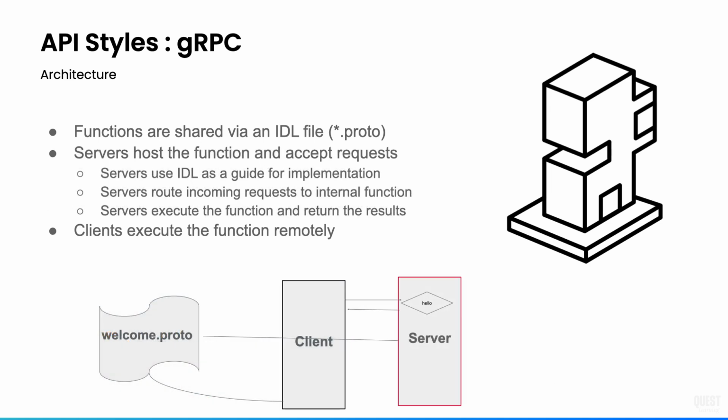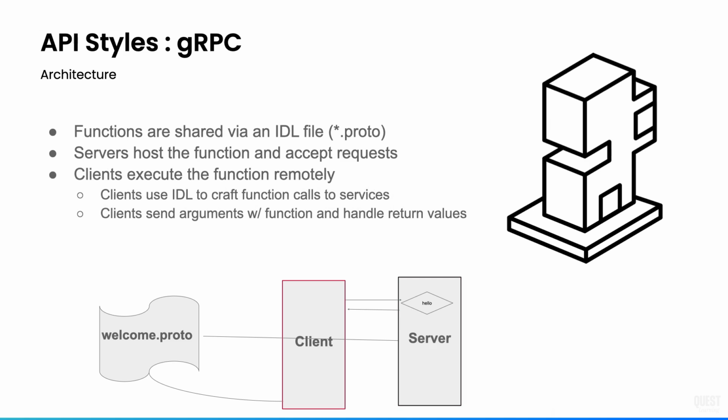Now, servers host an implementation of that function, the say hello function, and they use the IDL as a guide so that any incoming request for that hello function is sent through that interface to the local function. It's executed, and its results are returned back. So it's pretty straightforward. We don't really know what's going on. Is it hitting a database? Is it calling another function? We don't really care. All we know is that interface.